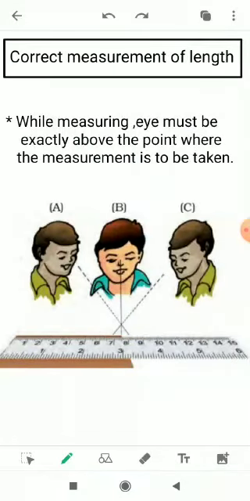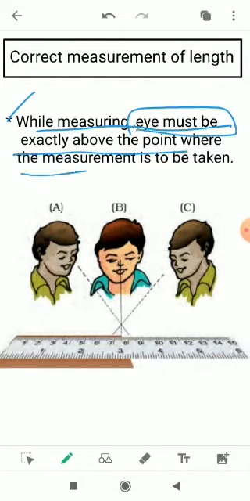So now as we got to know that we can measure the length of different objects by using the standard unit, now there is a correct way of measurement. For example, when we are performing some measurement, we need to keep some points in our mind for a correct measurement. The first is, when we are measuring any object, our eye must be exactly above the point where the measurement is to be taken.